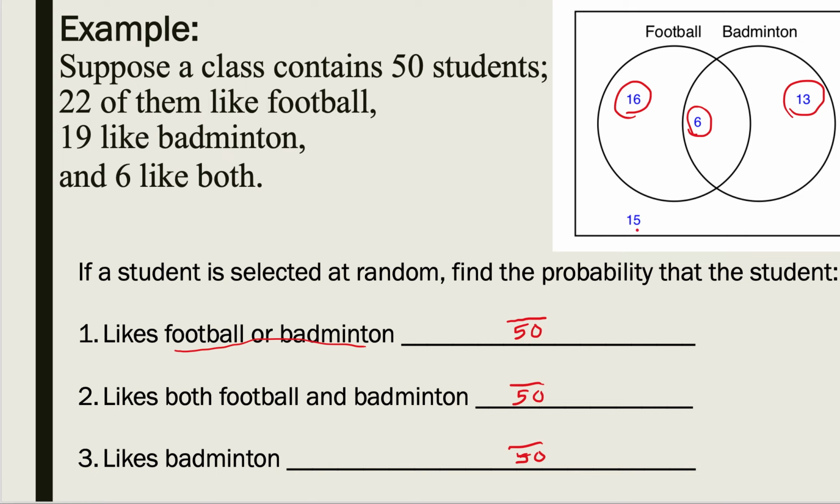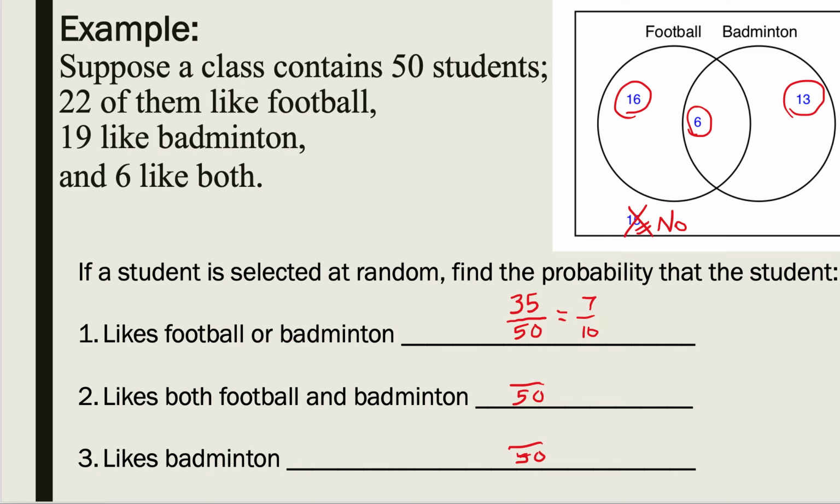All right, what about these 15 at the bottom? Do you like football or badminton? They're going to say no. So those are the ones that we want to exclude. We want to keep in everybody else. So 16 plus 13 plus 6 is going to give me a total of 35. And then we're going to reduce that fraction. Remember that you really should be reducing these fractions using your calculator. That fraction is going to reduce to 7 over 10. All right, so that'll be our answer on that problem.